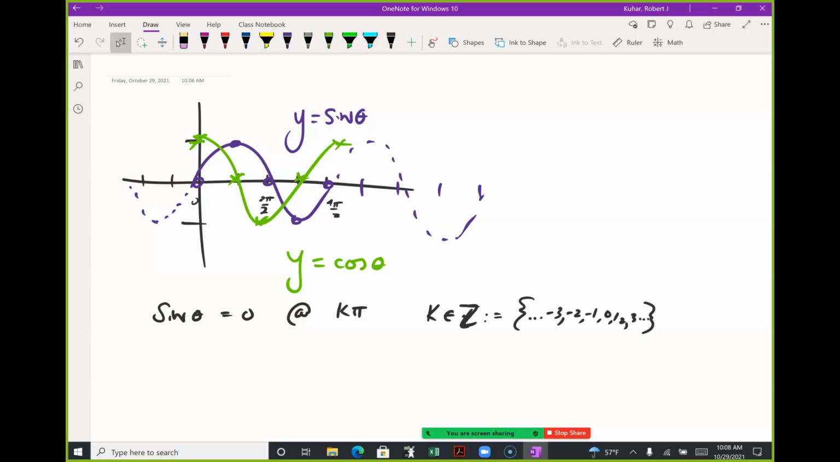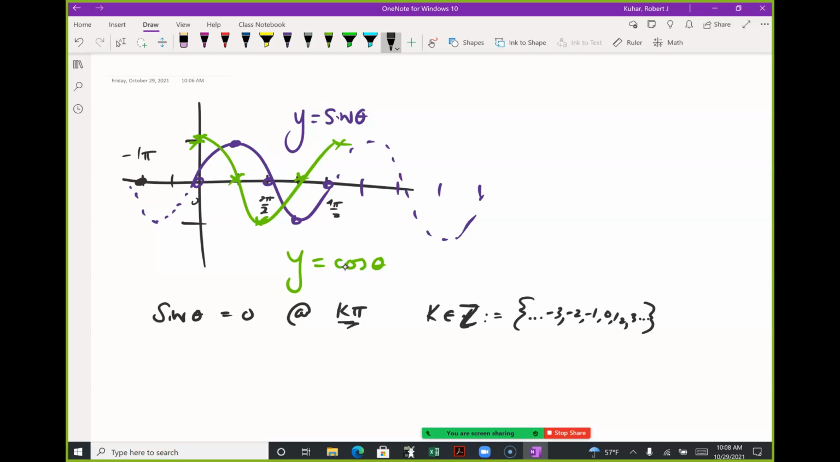Could you explain the k part again? Yeah, k is just a number, right? And the numbers are obvious: -1, 0, 1, 2, all the integers. Positive and negative integers. So for example, right here, sine hits 0, and that's -1 pi.